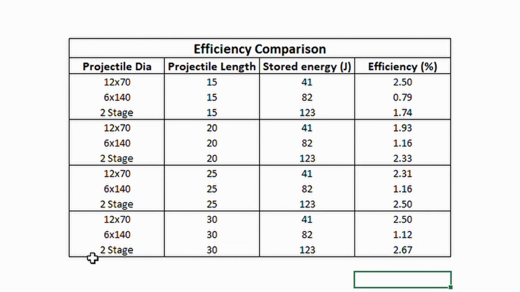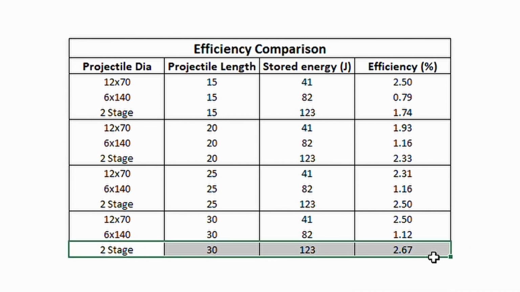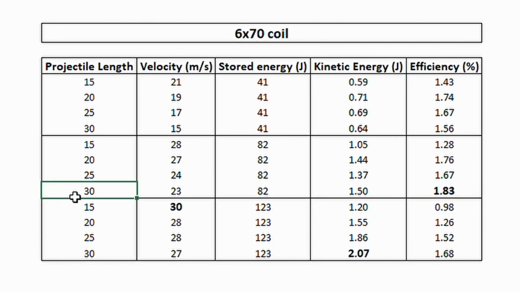Now for the efficiency. The two-stage design once again came out on top at 2.67% with 123 joules stored in the capacitor bank. 82 in the first, then an additional 41 in the second. What I found most surprising was that the single stage with the same coil could only achieve a peak efficiency of 1.83%, as my initial thinking was that the additional stages would become increasingly less efficient.